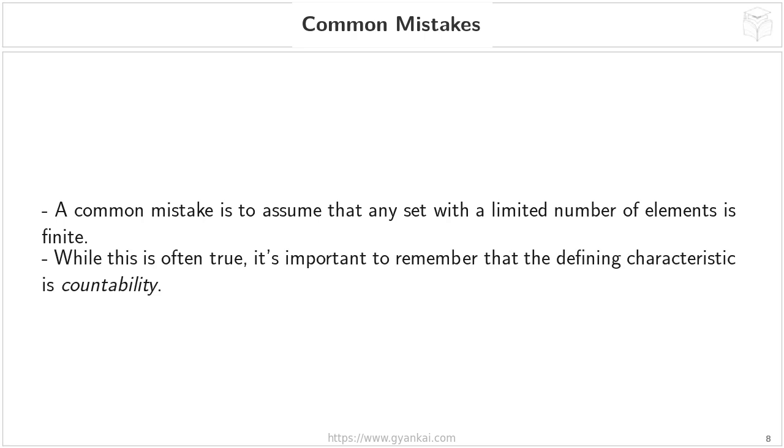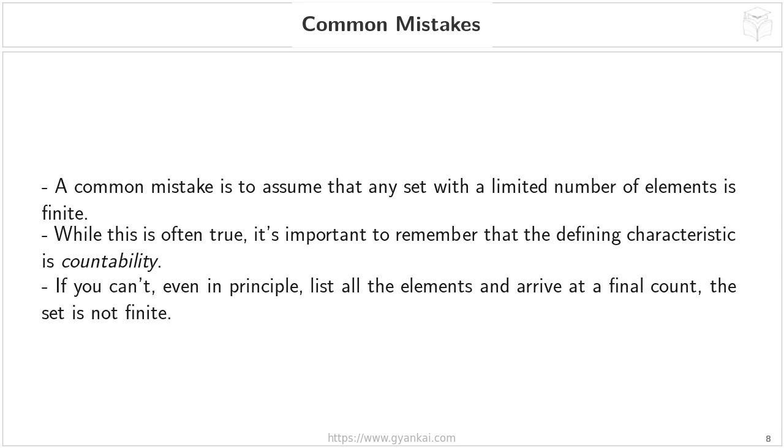While this is often true, it's important to remember that the defining characteristic is countability. This is the key takeaway. We've been emphasizing that a finite set needs to have a countable number of elements. Countability isn't just about the set appearing small, it's about the possibility of listing all the elements and stopping at a definite number. If you can't, even in principle, list all the elements and arrive at a final count, the set is not finite. This is a crucial point.